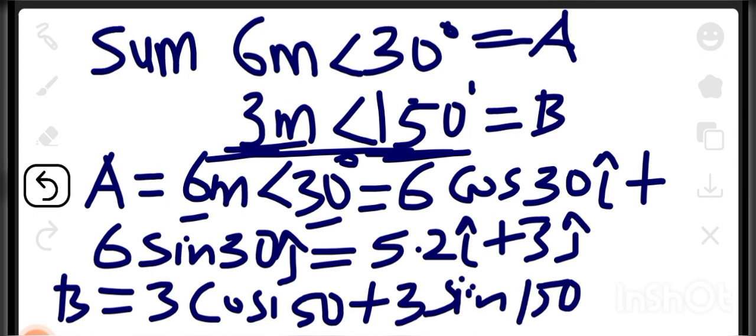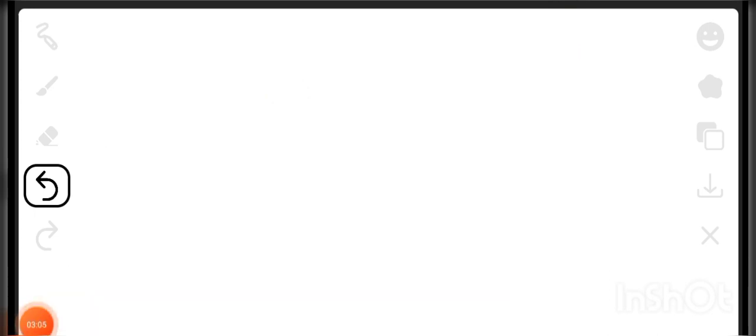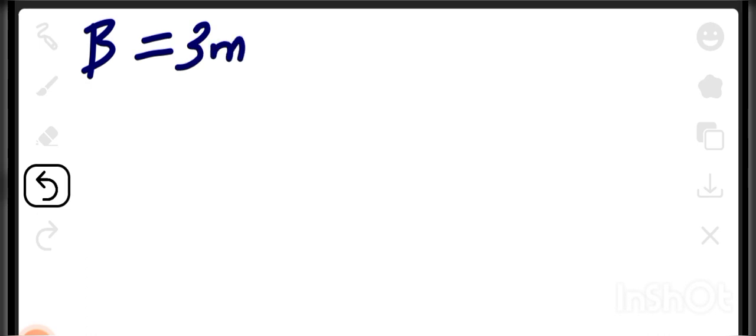Then let's see what we are going to have. Now for the second vector b, 3 meters at an angle of 150.